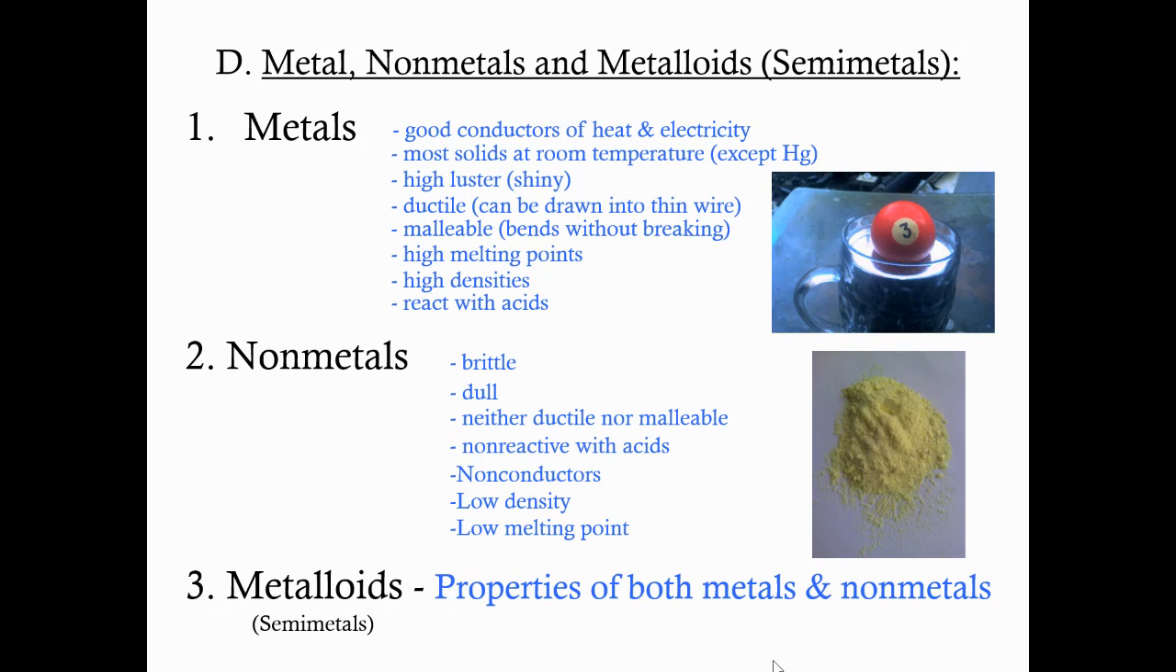A metalloid might be shiny. Let's take silicon as an example. It might be shiny like a metal and conduct electricity like a metal, but silicon is brittle. If you beat on it with a hammer, it will break, and it will not react with acids. So it has some of the properties of metals, some of the properties of nonmetals.